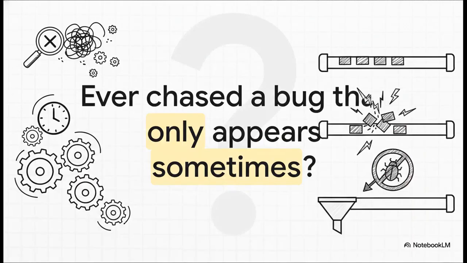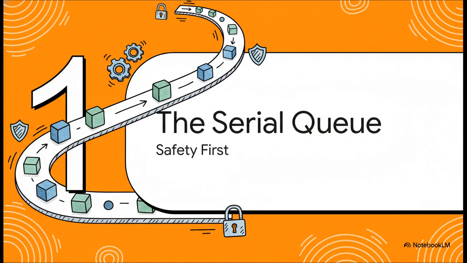You know the feeling, right? You're hunting down a crash, or maybe some piece of data just gets totally scrambled, but you can't make it happen on demand. It works, and then boom, it breaks. I'd bet that 9 times out of 10, the real culprit is a concurrency issue, what we call a race condition. It's where different bits of code are fighting each other, and this is the exact problem we're here to solve. So let's start with our first weapon in this fight, the serial queue.